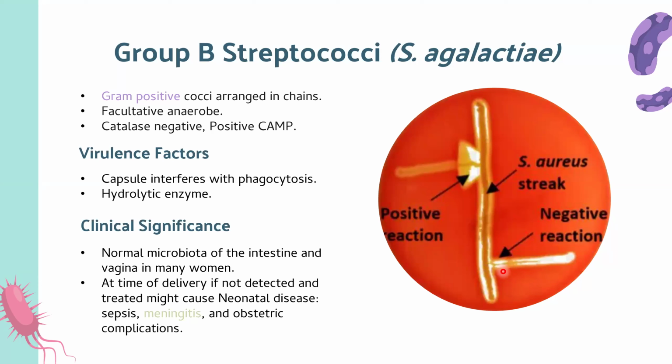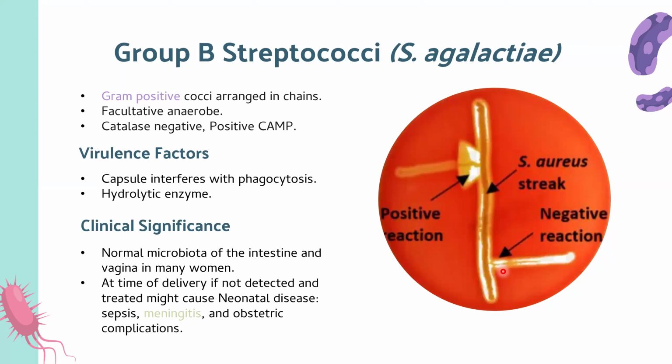The virulence factors of group B streptococci is hydrolytic enzymes that actually break down the connective tissue and a capsule that interferes with phagocytosis. Once again, I mentioned capsule. What should you immediately think of whenever I mention a capsule? Meningitis. This is particularly the case because group B strep or strep agalactiae is normal microbiota of the intestine and the vagina in many, many women. So think of pregnancy in this case.